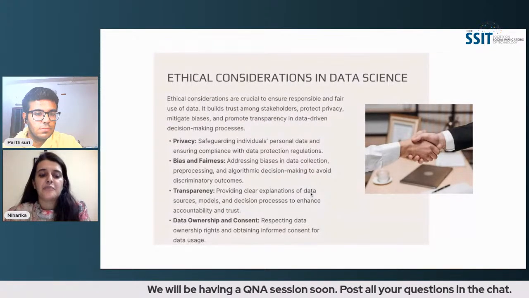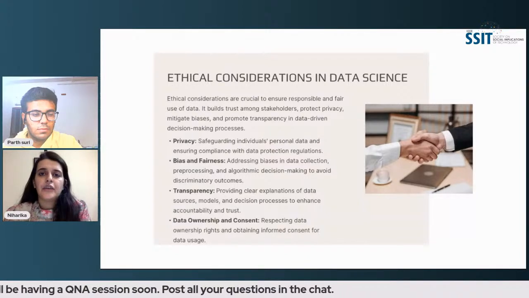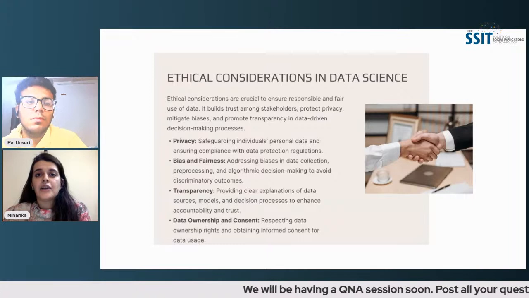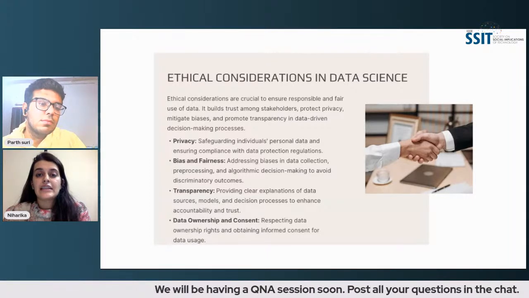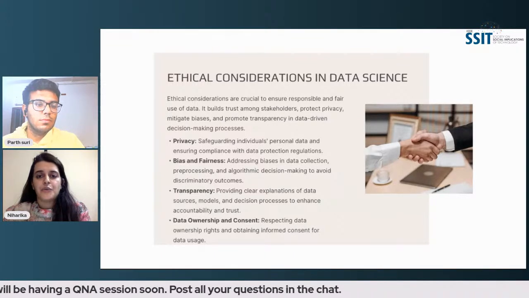Then we have transparency and data ownership. You should always let people know what your sources are and where you are gathering this data, and whenever you are collecting data, you should always keep in mind that it is protected and you have the consent to use it.